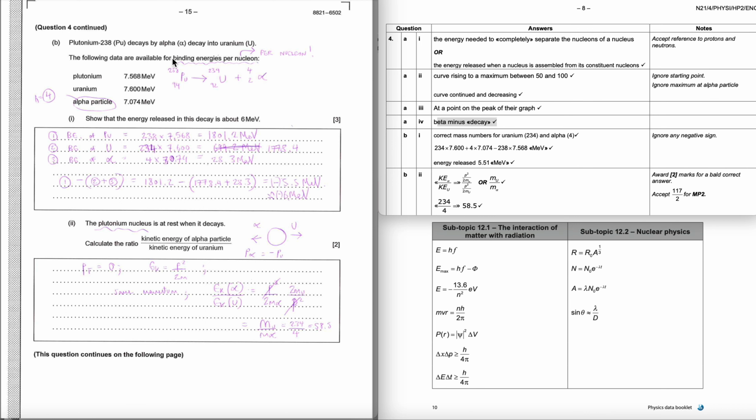Be careful again, we are told the binding energy per nucleon, not the binding energy. That's important here, because we're going to use that binding energy to show that the energy released in the decay is about 6 MeV. As you can see, I had a bit of a nightmare with my working, because I made a couple of mistakes, and I want to show you those mistakes as I go.